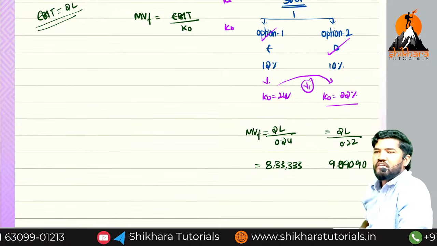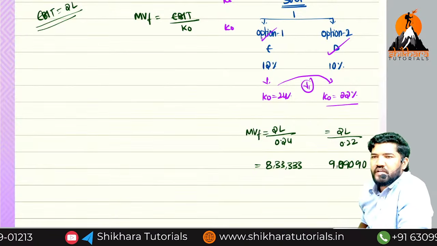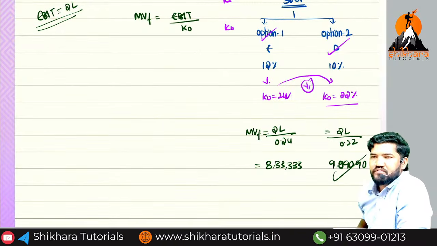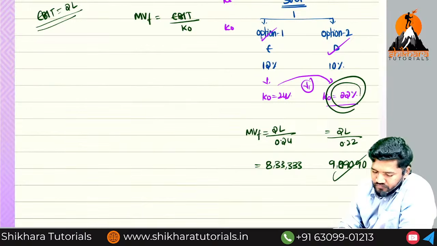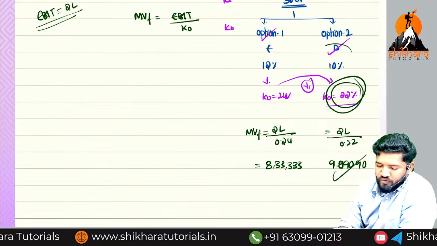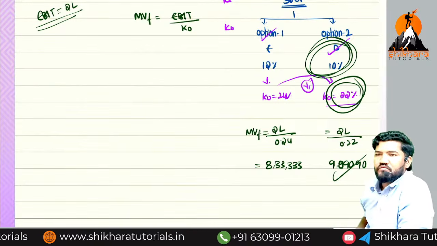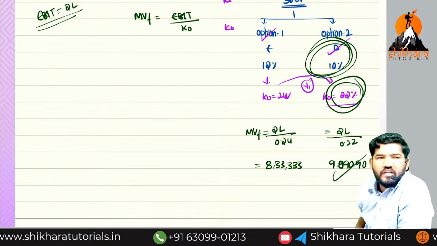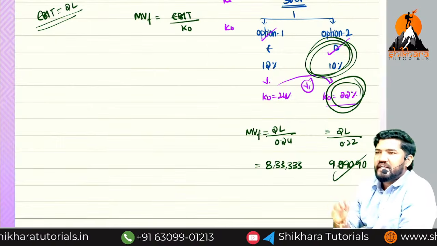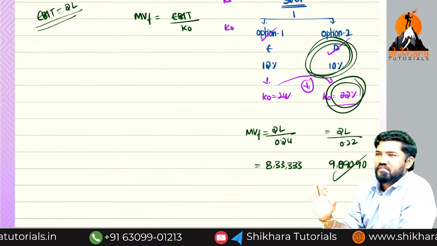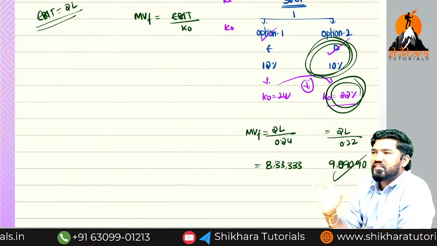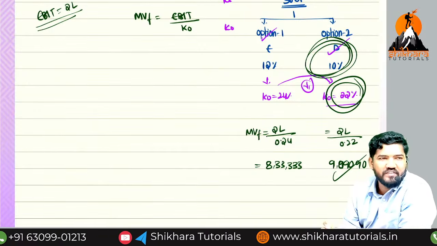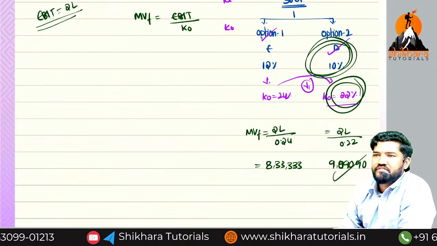Clear? Which market value is highest? Option 1 market value or option 2 market value? Why is this market value highest? Because KO is low. Why is KO low? Because of debt. Clear? These figures I took for understanding of the concept. This much cost will not be there in reality. 22%, 24%, that much cost is not there. Just for understanding purposes I took those figures.